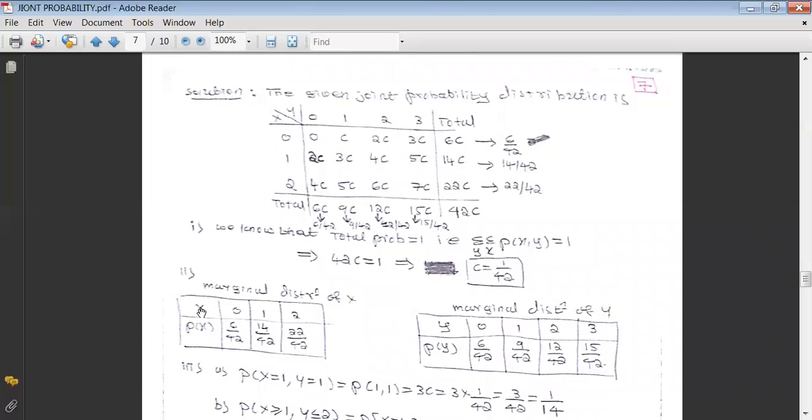Now the marginal distribution of x. First let us list the values taken by x. They are 0, 1, 2. And the totals in front of those values are 6 by 42, 14 by 42, 22 by 42. This represents the marginal distribution of x.